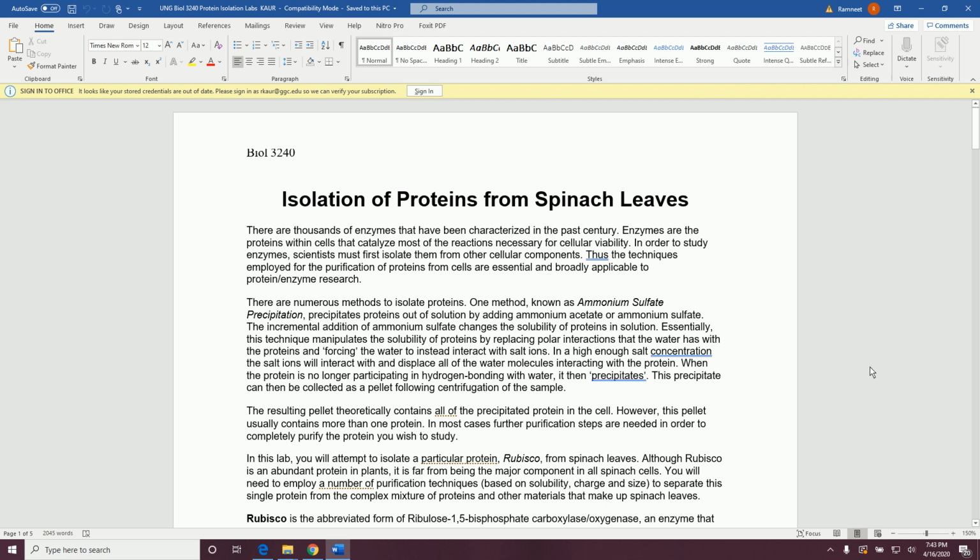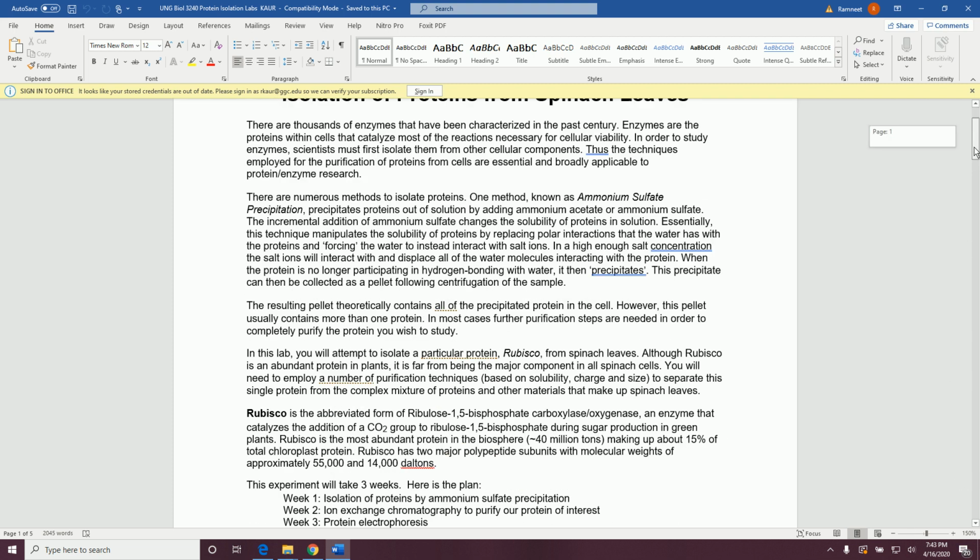This lab is basically about isolation of proteins from spinach. Now you know that spinach is basically green leaves, so it is very rich in a protein called rubisco. Rubisco is basically an enzyme. If you know photosynthesis, you know what rubisco is, where it is involved. And the important thing to know about rubisco is written here.